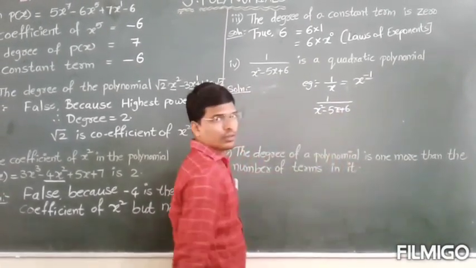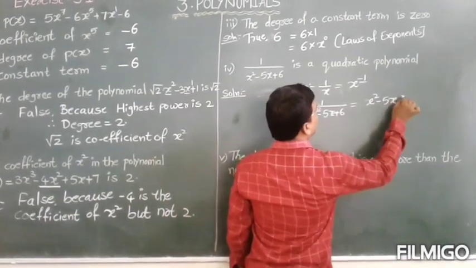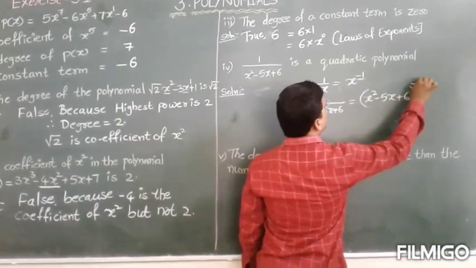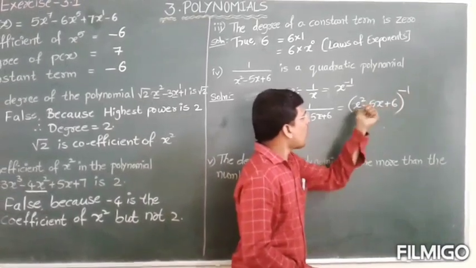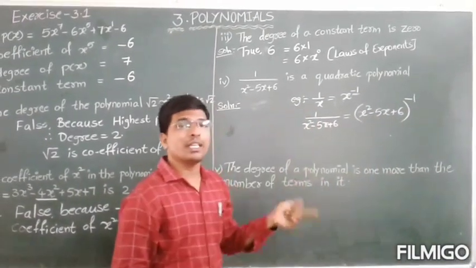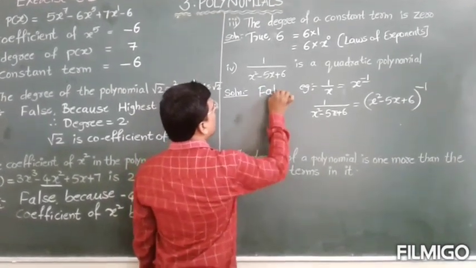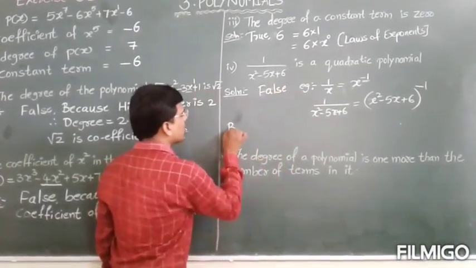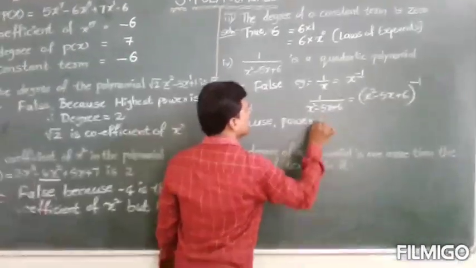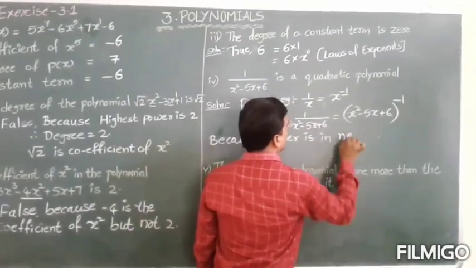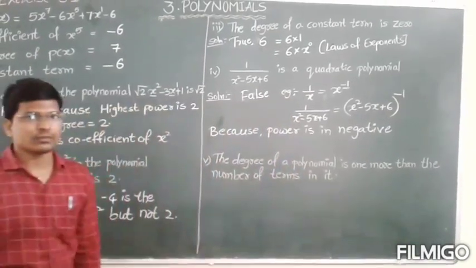In the same way, 1 by x square minus 5x plus 6. This is in the denominator form. If it goes to the numerator, it will be x square minus 5x plus 6 and whole to the power of minus 1. Okay, so this minus will be applicable for all these three terms. So all the terms will be in the negative power. So it is not a polynomial because power is in negative. So that's why it is not a polynomial.